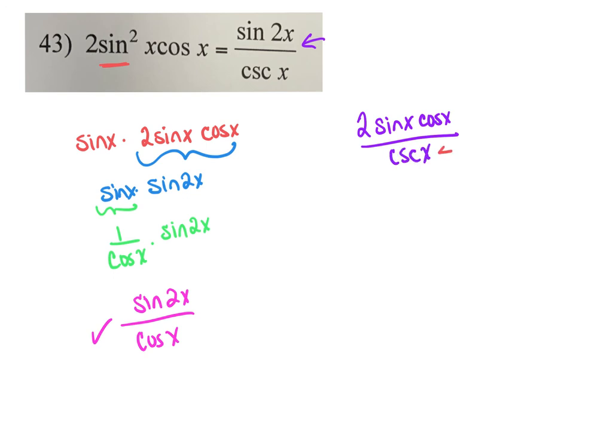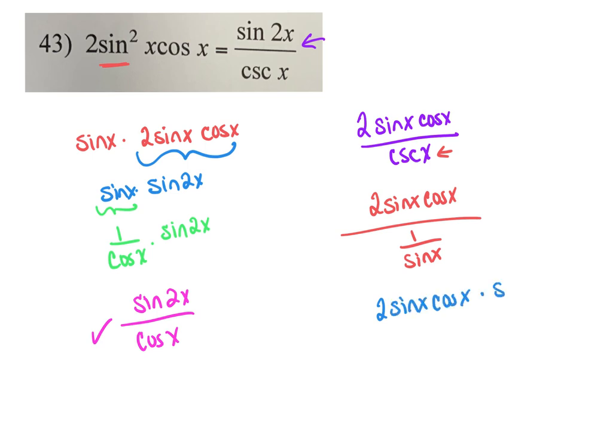And then I would rewrite this guy, 2 sine of x cosine of x over 1 over sine of x. Keep change flip, so you get 2 sine of x cosine of x times the reciprocal, which is just sine of x. And then I end up with these two multiplied, so I have 2 sine squared of x cosine of x. Again, that looks like the left-hand side.